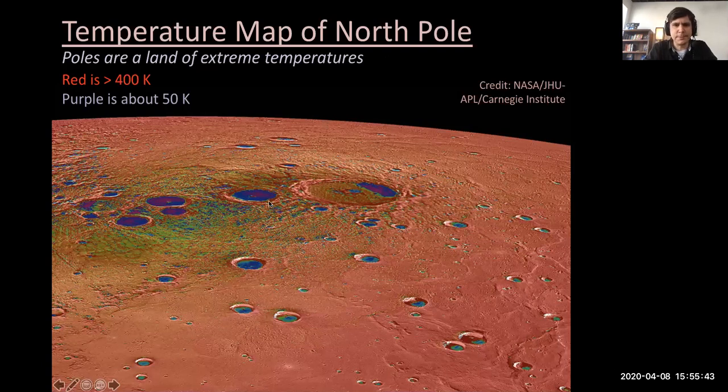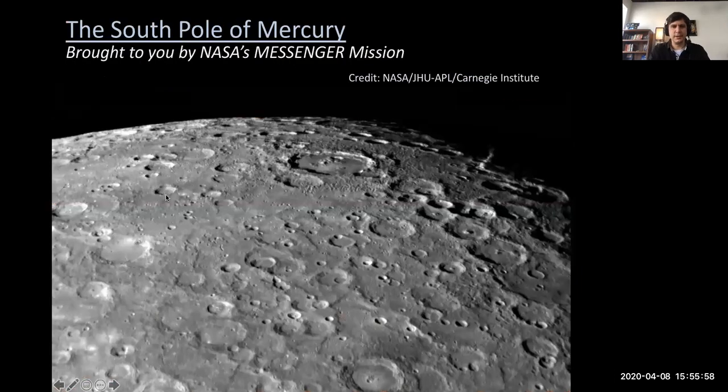And then these purple colors, these would be our permanently shadowed craters right here. Purple is about 50 Kelvin, cold enough to sustain water ice for the age of the solar system. And also you can see now what Mercury's surface looks like. Let's go ahead and look at a non-temperature map.